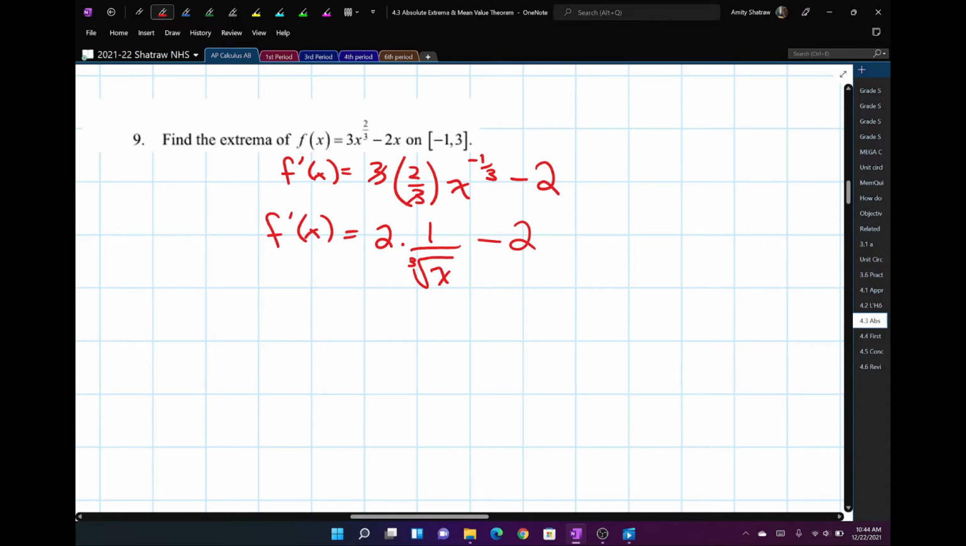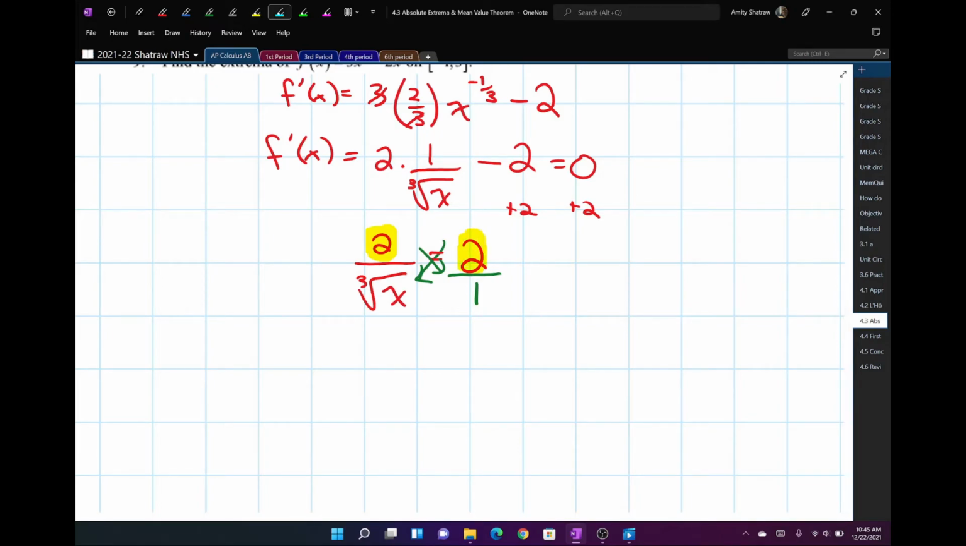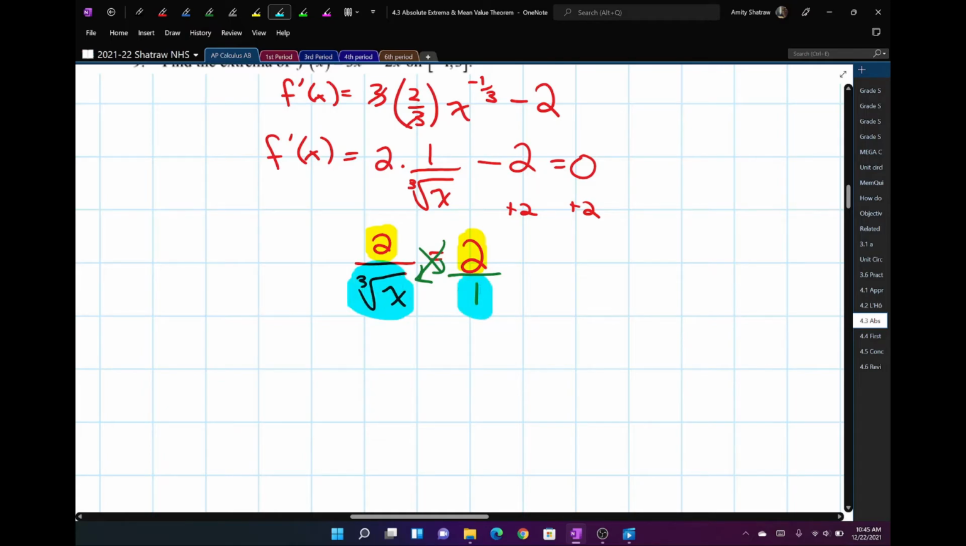And I would love to set that equal to 0 and solve. So I'll add 2 to both sides, and I'll get 2 over the cube root of x equals 2. And you might be thinking to yourself, well, I don't have the slightest idea of how I could solve that. So here, let me just point out a little trick. There's always something over 1, and you can always cross multiply when you want. But look at it. That number is 2, and that number is 2. So I'm pretty sure it's obvious that this will have to find a way to make that equal 1. Is that obvious? Okay, good.